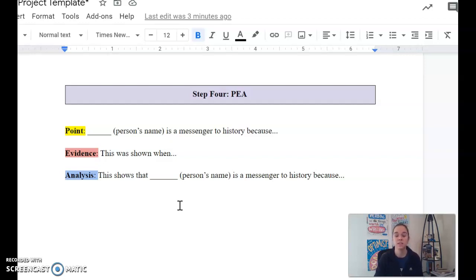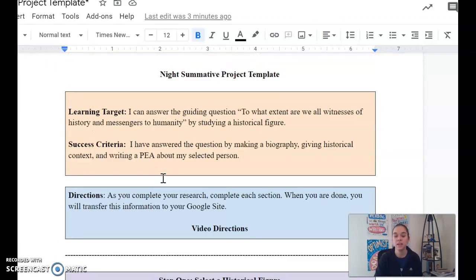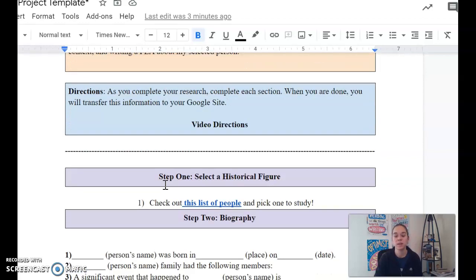Alright, so once this is done, you guys are going to work on this day by day, and when this is done, you will put it on your Google site to give us some more information about that person.